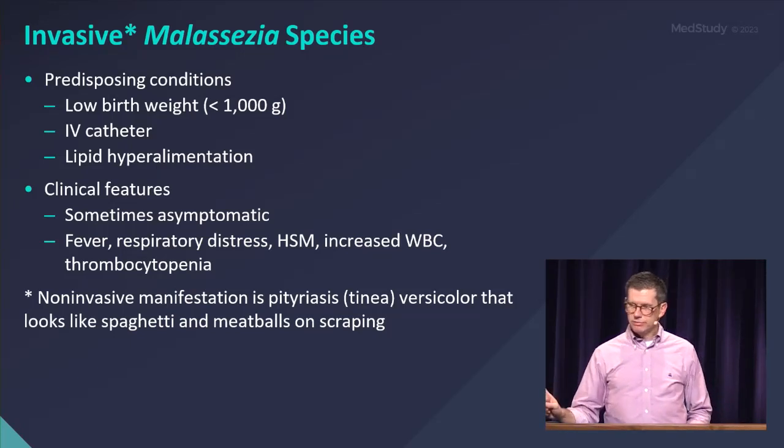Malassezia species. I put invasive in here because I'm not going to really talk about pityriasis versicolor that you see with Malassezia, but this is for kids who have invasive Malassezia disease. Typically, they're going to be neonates or premature, low birth weight, and on lipid supplementation. Clinical features are oftentimes asymptomatic. They can have sepsis and show thrombocytopenia, hepatosplenomegaly, leukocytosis. Again, somewhat nonspecific, but think about Malassezia as a source if these kids are on lipid hyperalimentation.